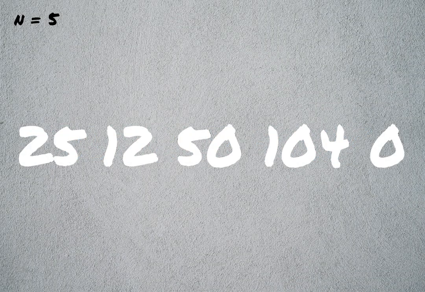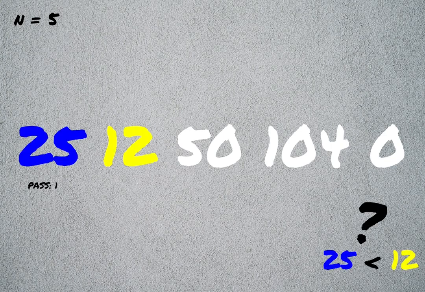In this video, we are going to use the bubble sort algorithm to sort this list of numbers 25, 12, 50, 104, and 0 in ascending order. The bubble sort algorithm works by taking the value in the first position of the list and comparing it to the value in the second position of the list.